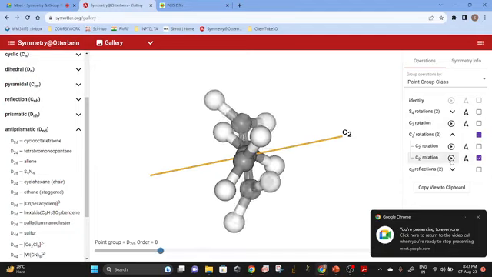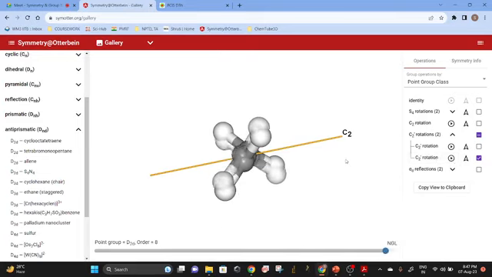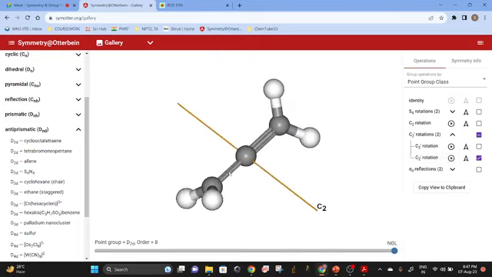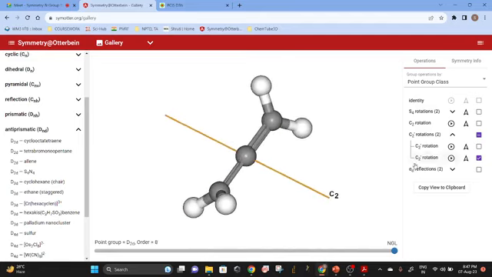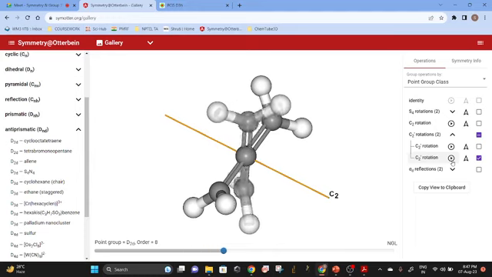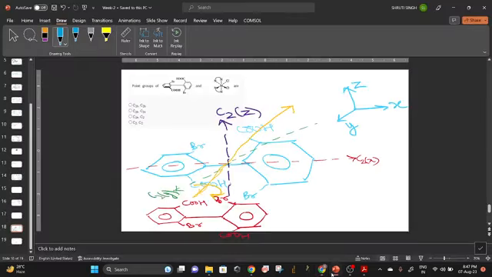I'll play again. So for us, instead of these two bonds, we have one benzene ring here, one benzene ring here at different planes. Okay, so it has only one C2, and the next one, let's do the next one.